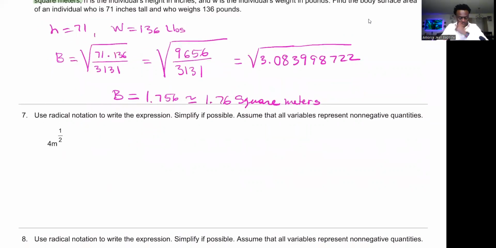Now, next problem, number 7. They say, use the radical notation to write the expression. Simplify if possible. Assume variables are positive or non-negative numbers. So that's it.